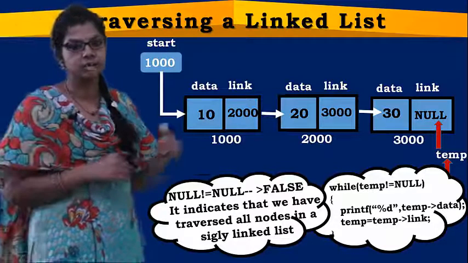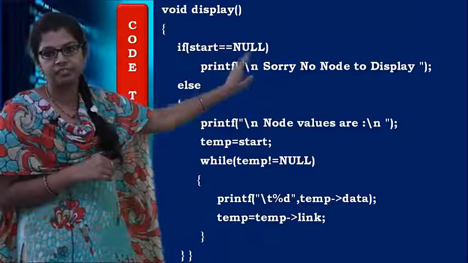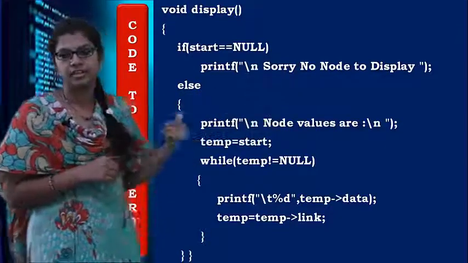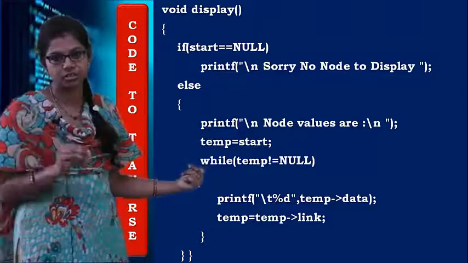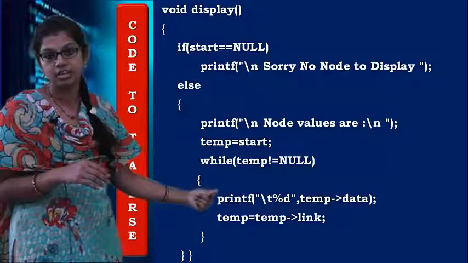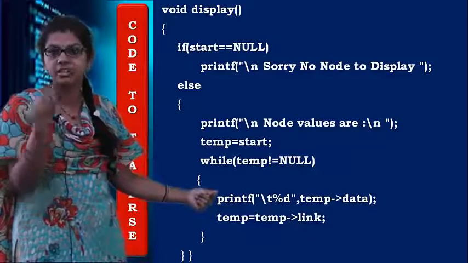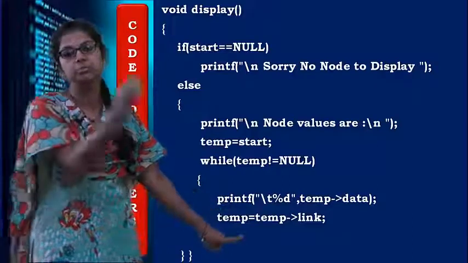So this is the complete code. First you have to check if start equals null, which means there are no nodes to display. Otherwise you have to visit the nodes from the first to the last node. So start is assigned to temp. And then what is the condition? Temp not equal to null. If it is not equal to null, there is some node. When a node exists, print its data part, then move to the next node.